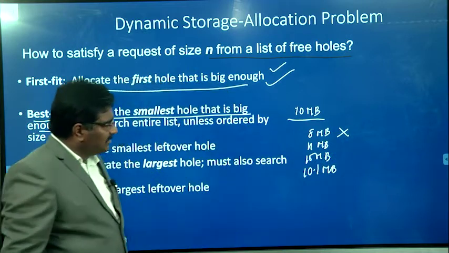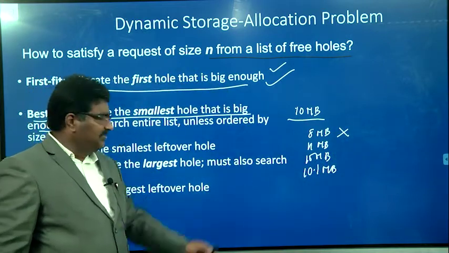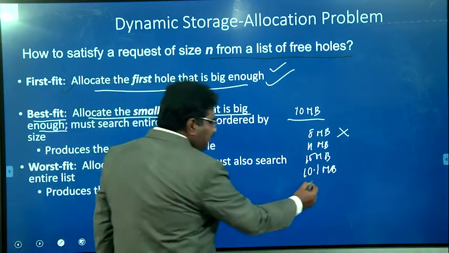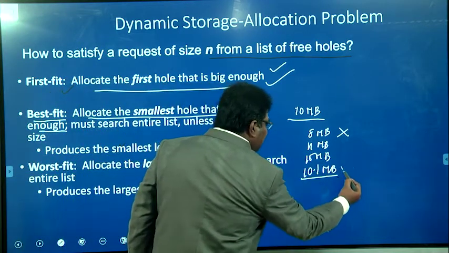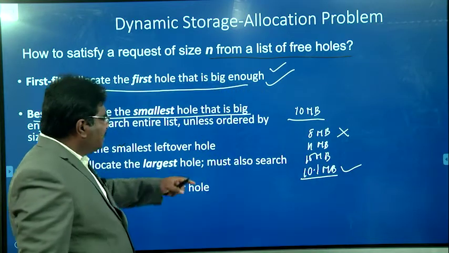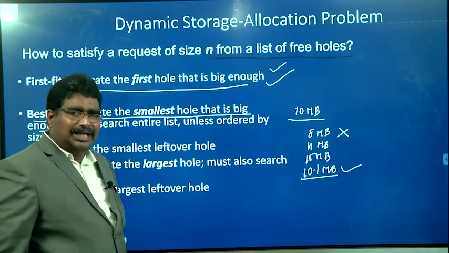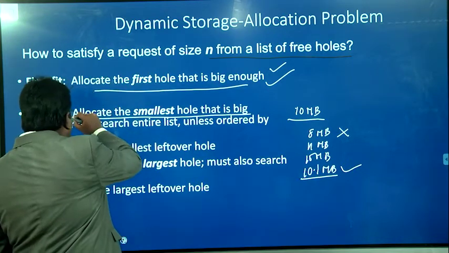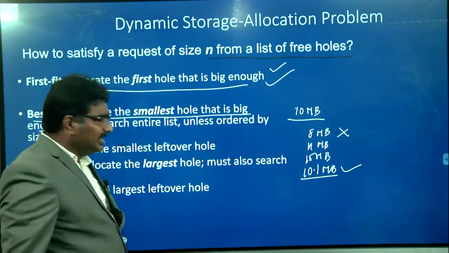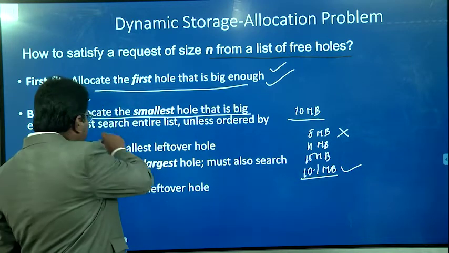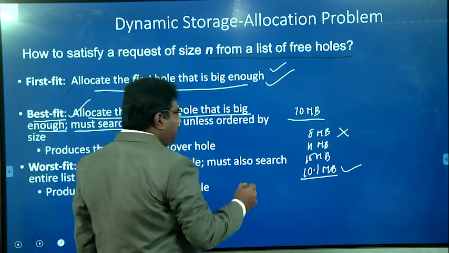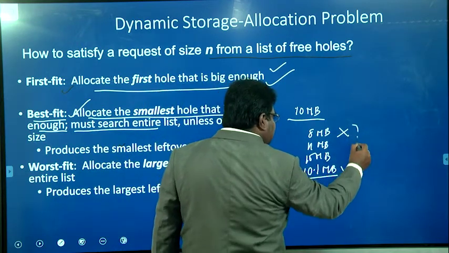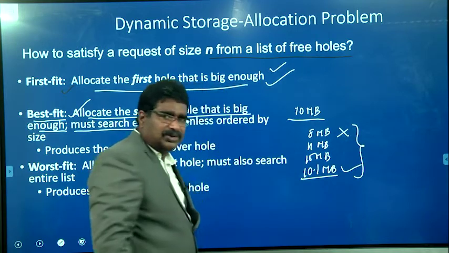The remaining ones are 11 MB, 15 MB, and 10.1 MB. Of these 3, which one is the smallest? 10.1 MB is the smallest, and it is enough to run the 10 MB process. That one is called the best fit. So that is the best fit algorithm. It must search the entire list. So what is the requirement? Whenever we use the best fit algorithm, we need to search all the available free holes.